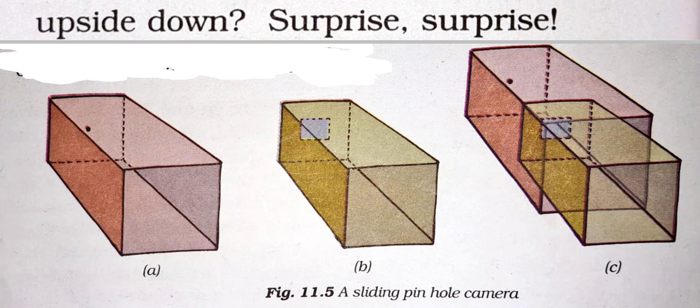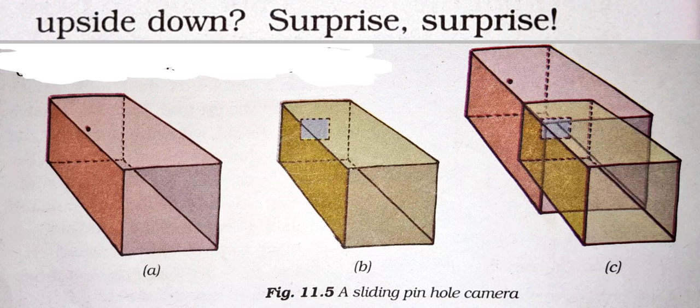Now, after cutting this middle square of 5 to 6 centimeter, cover this open square in the box with a tracing paper or any translucent screen, butter paper or tracing paper or anything, as shown in the figure B. Now as shown in the figure C, slide the smaller box inside the larger one.